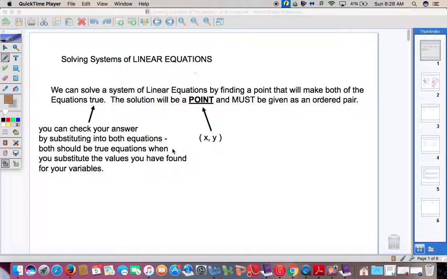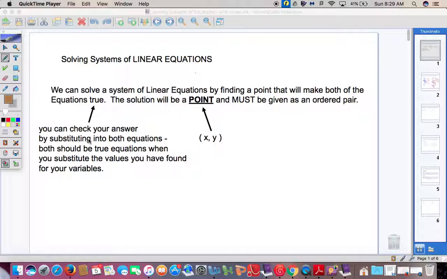We're going to talk about solving systems of linear equations. Again, you can solve the system of linear equations by finding a point that will make both of the equations true. The solution will be a point, so it must be given as an ordered pair. You want to make sure that you give both the x value and the y value and use those parentheses so that you actually have it notated correctly.